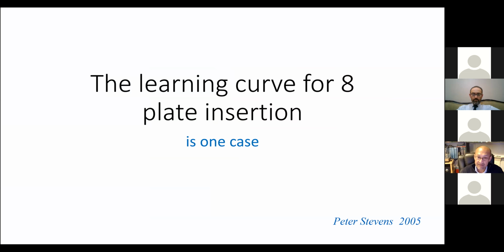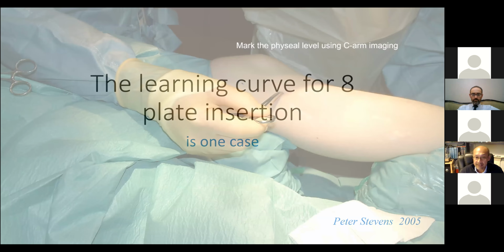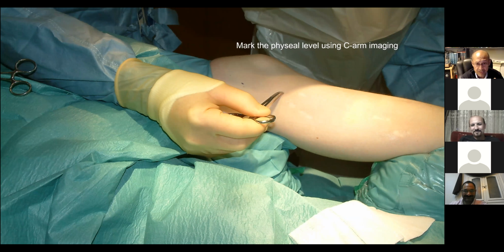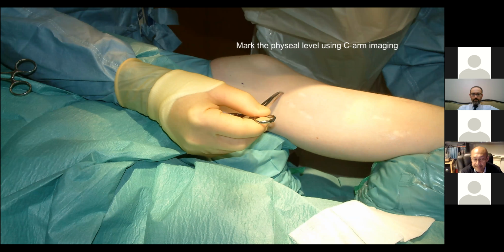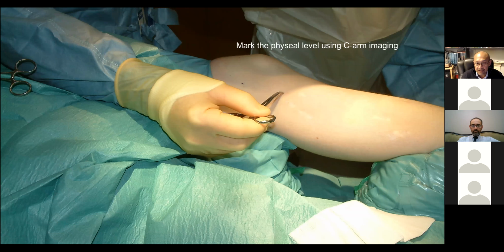And it is a very straightforward procedure. There are some important tips that I'd like to share with you. It's essential that the entire procedure is performed with C-arm guidance. And normally, and I'll show you some pictures of how I do it, I would try and locate the physeal level, if it's distal femur, proximal tibia, using the C-arm.